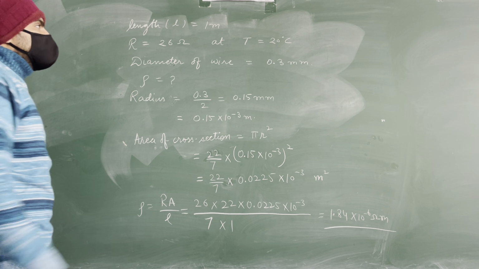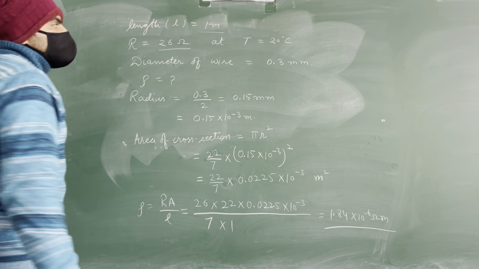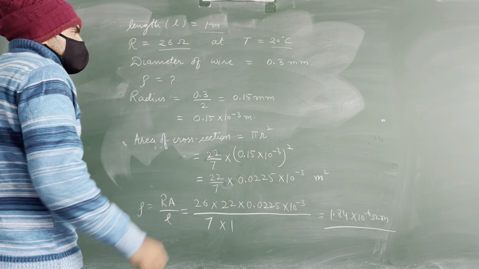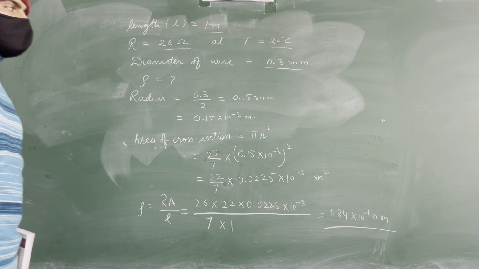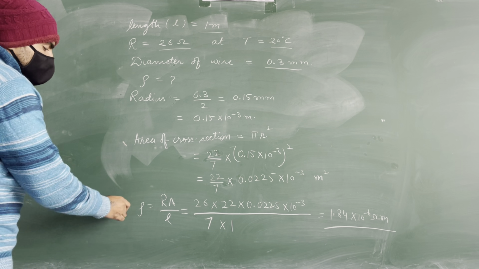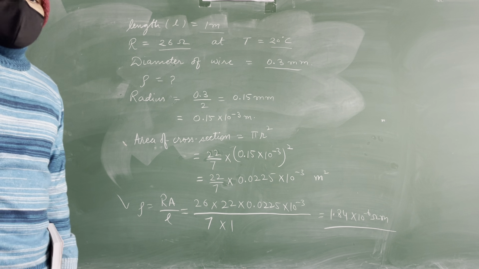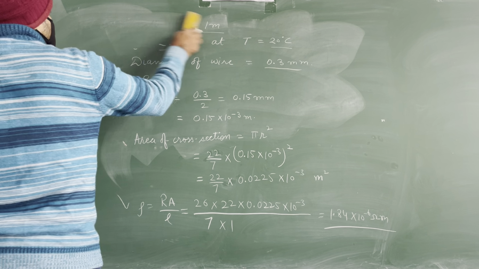So, for a wire having length 1 meter, resistance 26 ohm at temperature 20 degrees Celsius, and the diameter is 0.3 millimeter, the resistivity will be equal to 1.84 into 10 raised to power minus 6 ohm meter. Okay, let's discuss the another example.